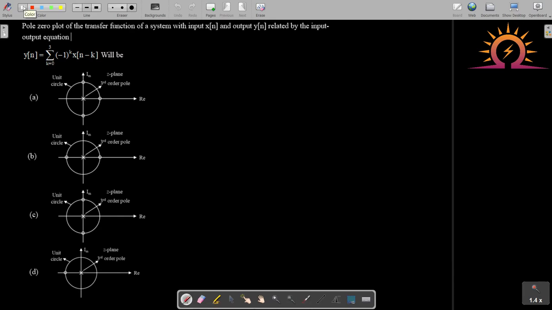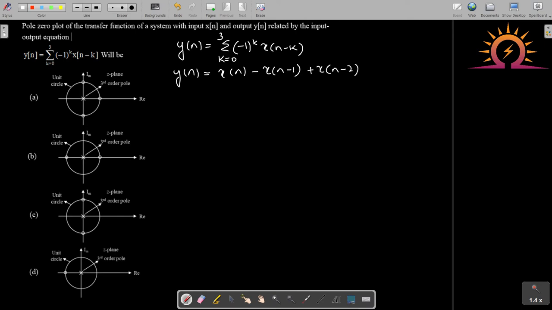So this is the input-output relation given: summation over k equal to 0 to 3 of minus 1 to the power of k into x of n minus k. I'll try to open the summation expression. y of n will be equal to x of n minus x of n minus 1 plus x of n minus 2 minus x of n minus 3.